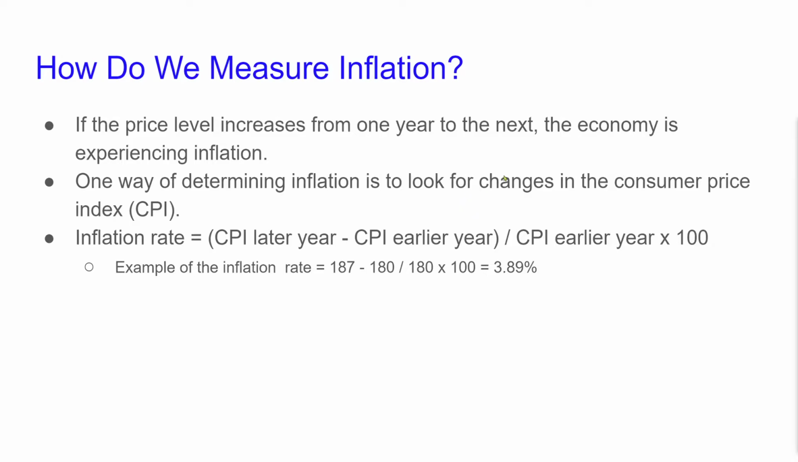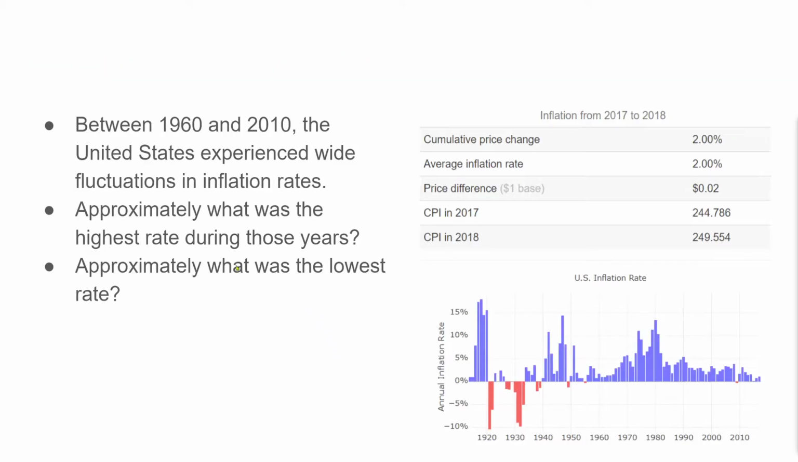One way of determining inflation is to look at changes in the consumer price index. That CPI, that market basket of goods that we talked about, the Federal Reserve uses this. So again, this is how you factor in inflation. Between 1960 and 2010, the United States experienced really wide fluctuations of inflation. Approximately what was the highest rate during those years?